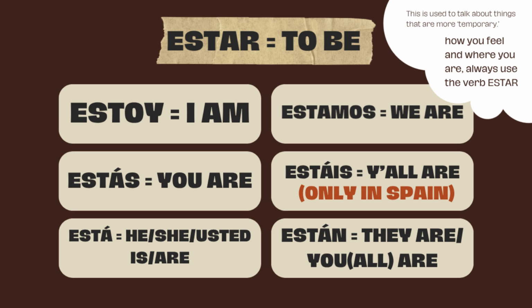Now, to remember this next verb, there is a little rhyme. This verb means the exact same as the last one, but we use the two verbs in different contexts. How you feel and where you are, always use the verb estar. Listen to that again. How you feel and where you are, always use the verb estar. It's catchy, isn't it? Estar is used when talking about emotions or locations.